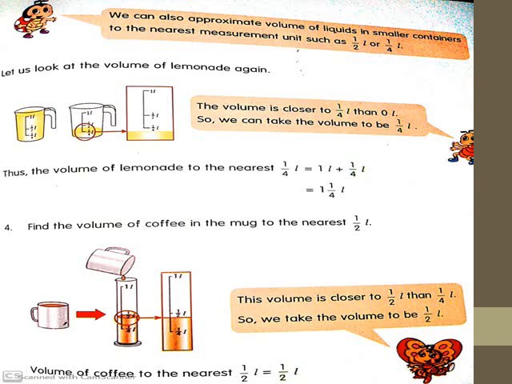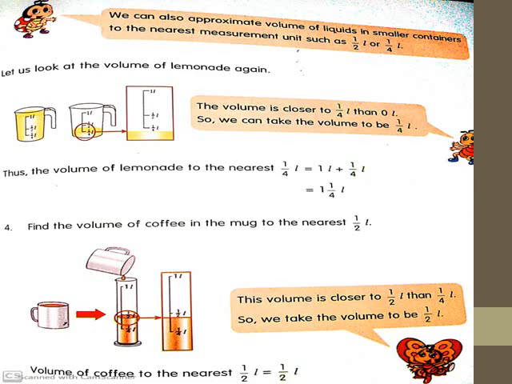Let's have one more example in question number 4. You have to find the volume of coffee in the mug to the nearest half liter. Here you have to find the volume of the coffee mug to the nearest half liter. So when you put this coffee into the beaker, check whether it is near to half or quarter. Look at the picture and decide. When you put this coffee in the graduated cylinder, is it closer to half or quarter?